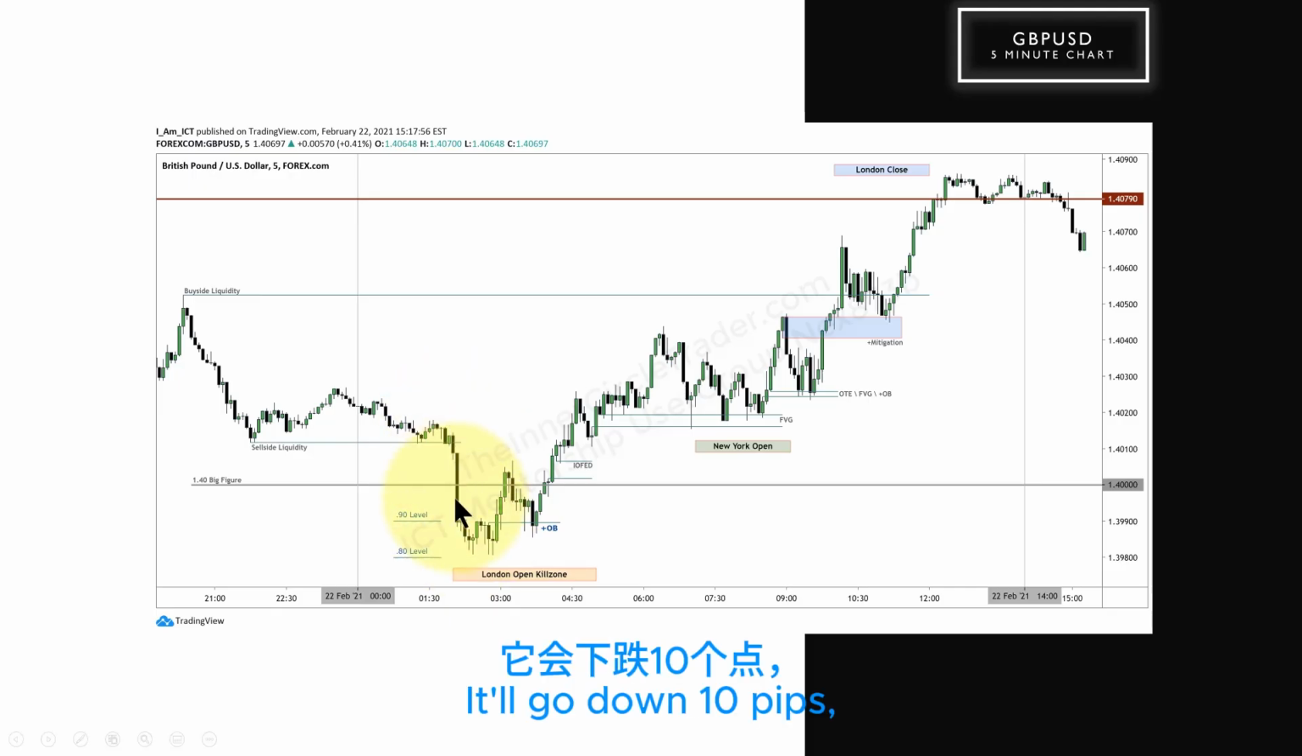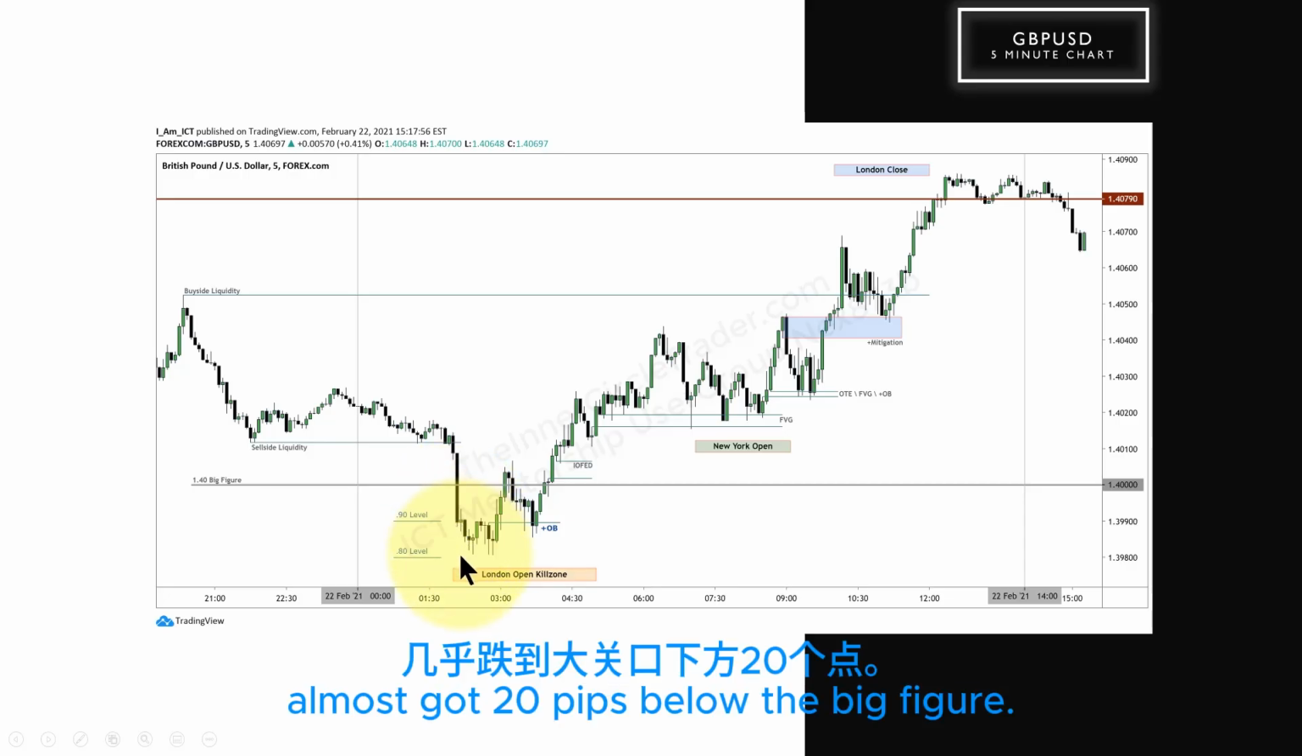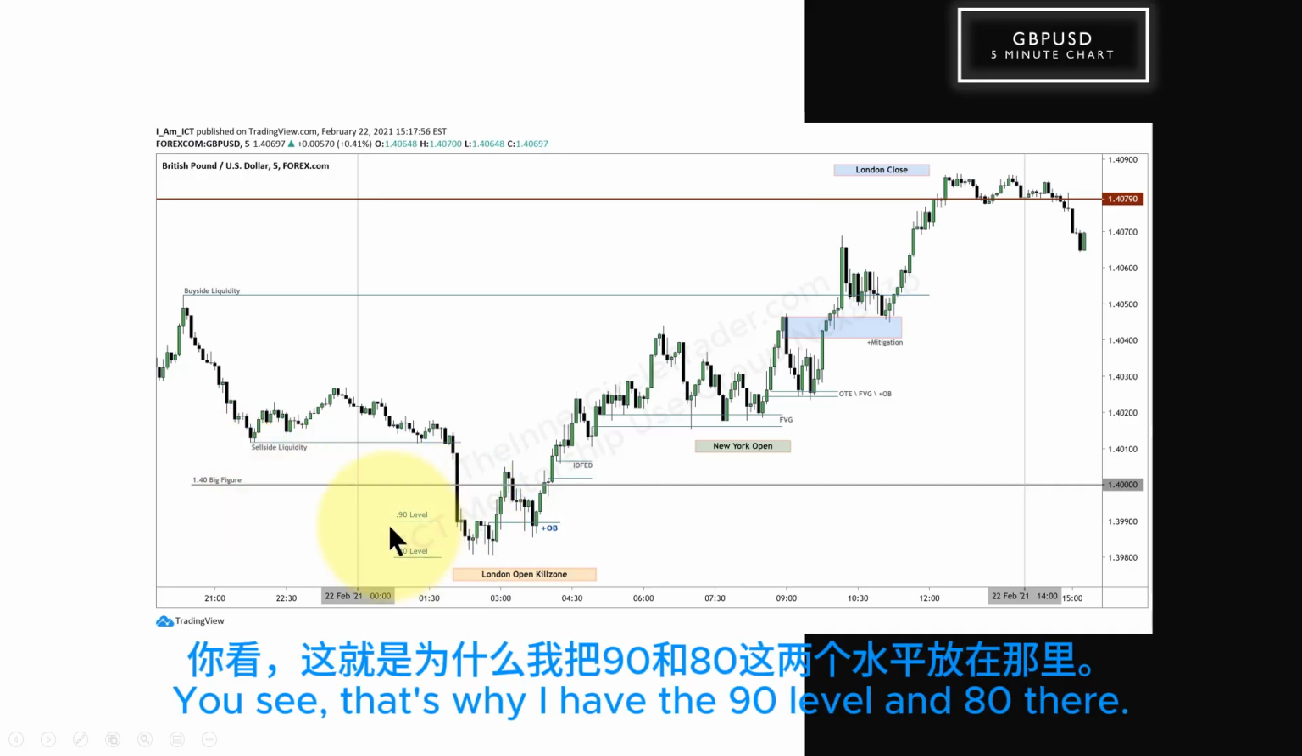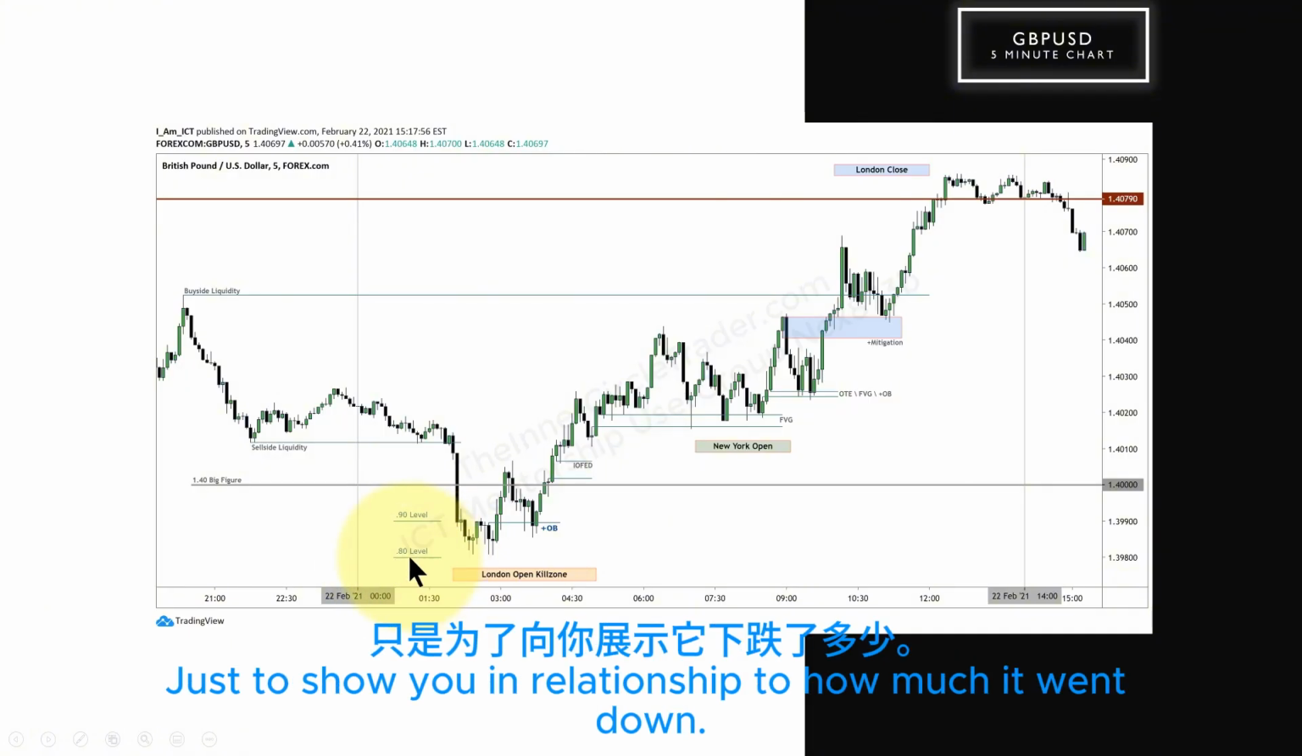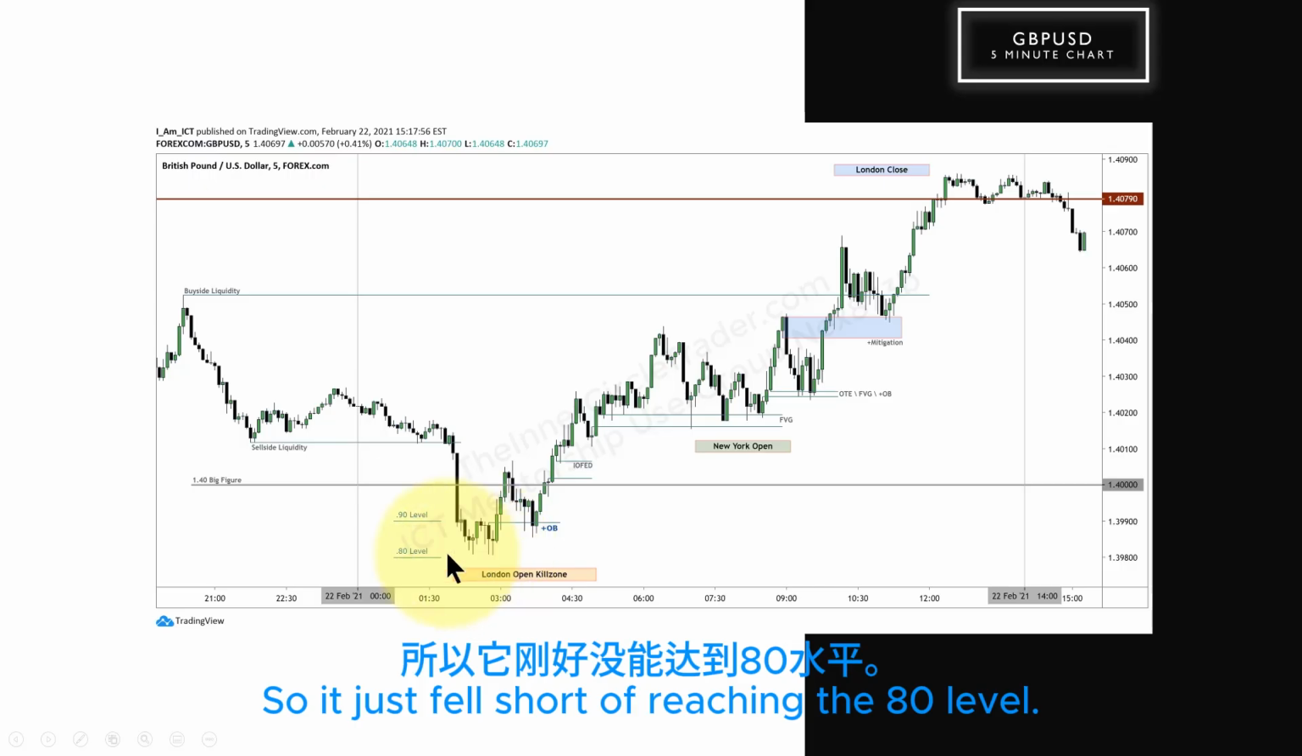It'll go down 10 pips, almost 20 pips below the big figure. You see that? That's why I have the 90 level and the 80 there, just to show you in relationship to how much it went down. So it just fell short of reaching the 80 level.